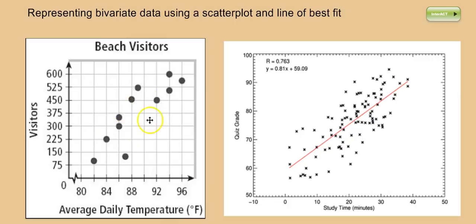Let's look at this graph first. We can see here that we've got number of visitors at a beach and we've got daily temperature in Fahrenheit. So the information that's been recorded is for which days, temperatures, how many visitors they get to a beach. This one over here, one close to my heart, study time in minutes compared to results in a quiz, for example.